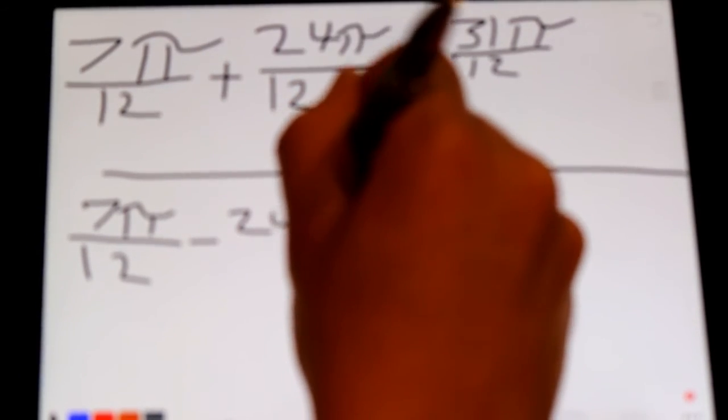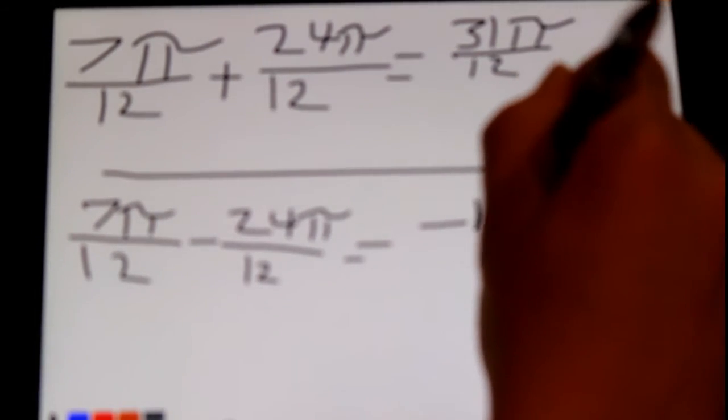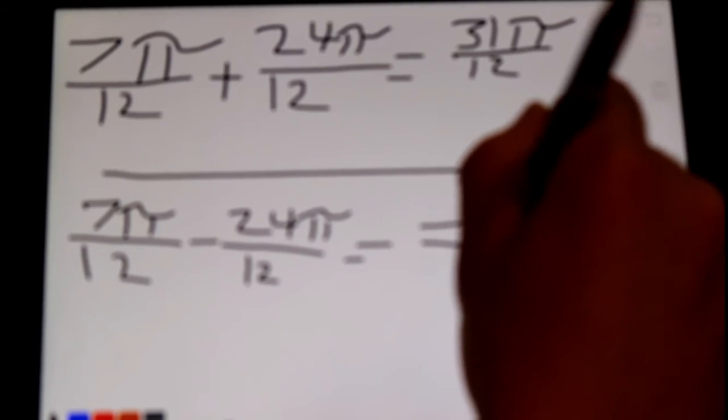And for this case, since we have a denominator of 12, we want to keep that denominator of 12. So instead of doing 2 pi, we're going to do 24 pi over 12, which is equivalent to 2 pi, but makes the math a little easier. And so for our positive coterminal, you're going to get 31 pi over 12. Now for our negative coterminal, once again, we're going to do the same thing. We're going to take our initial radian of 7 pi over 12, subtract 24 pi over 12, and we're going to get negative 17 pi over 12.